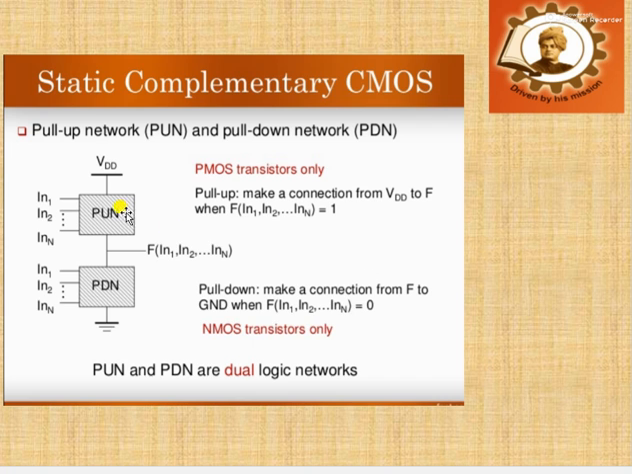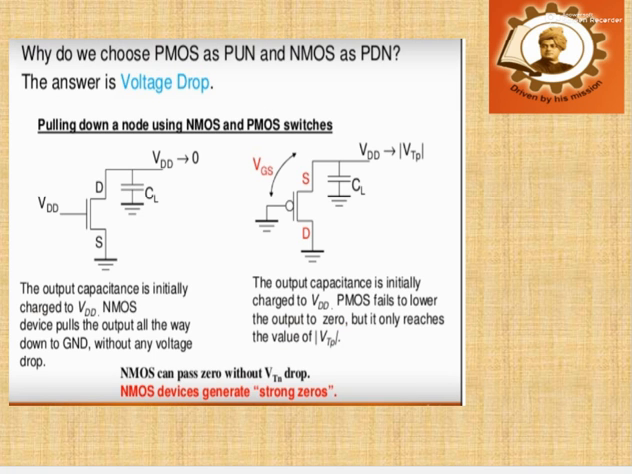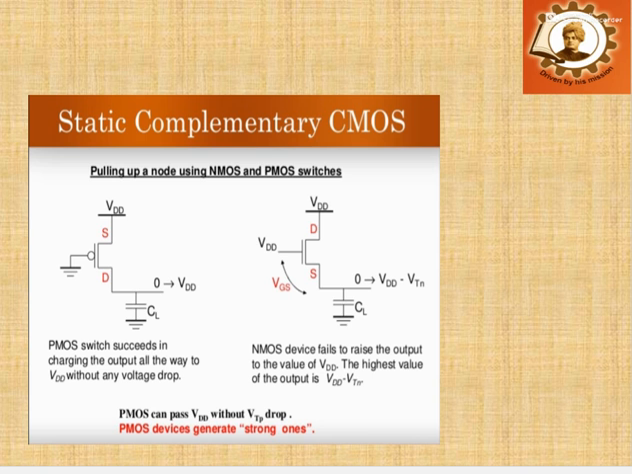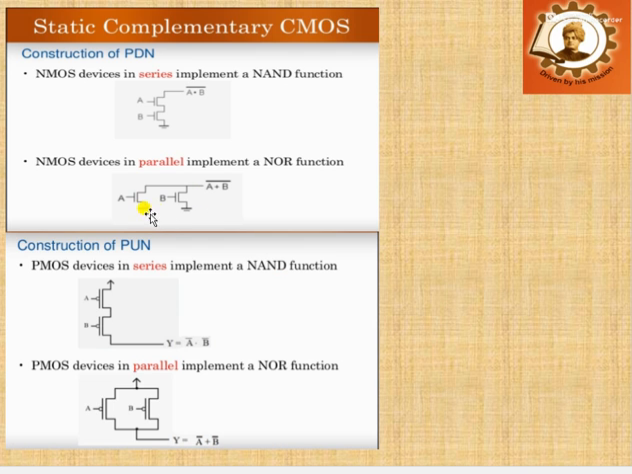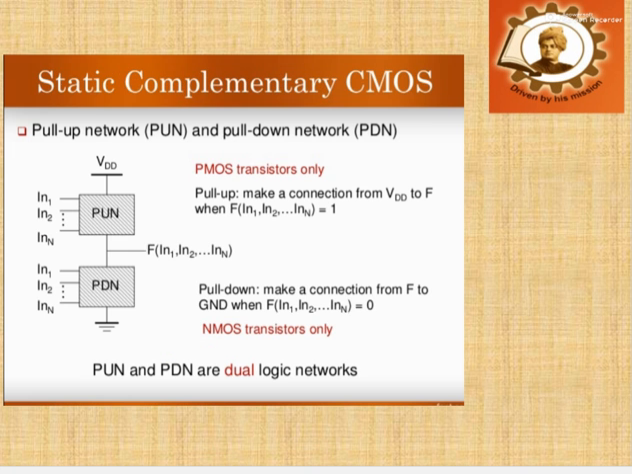The pull up network and pull down network are duals of each other. That is, the serial connection of NMOS in the PDN is exactly equal to the parallel connection of PMOS in the PUN, or pull up network. AND function is implemented by series connection of NMOS and parallel connection of PMOS, and OR function is implemented by parallel connection of NMOS and series connection of PMOS. So these are the complementary properties of CMOS logic design circuit. Let us move on to the picture.